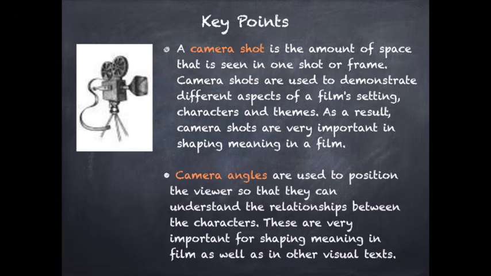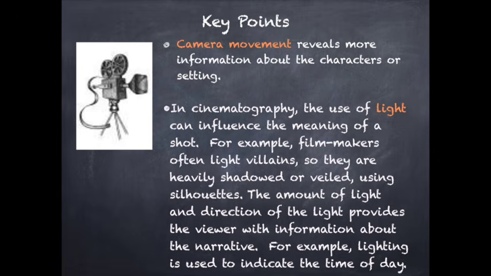Camera angles are used to position the viewer so that they can understand the relationships between the characters. These are very important for shaping meaning in film as well as in other visual texts. Camera movement reveals more information about the characters or the setting.